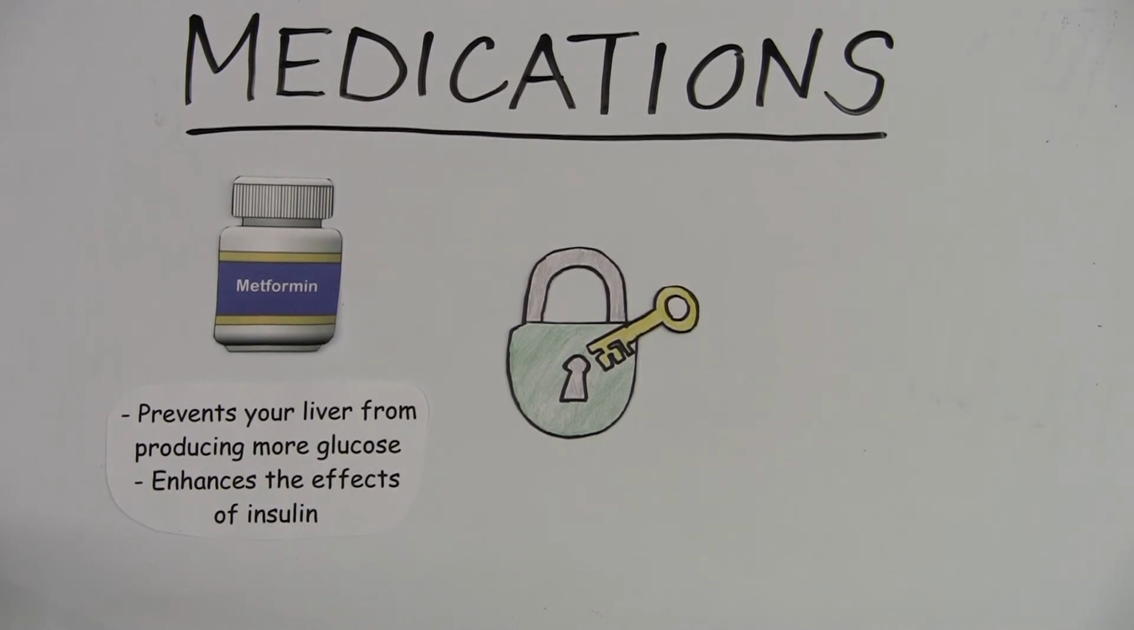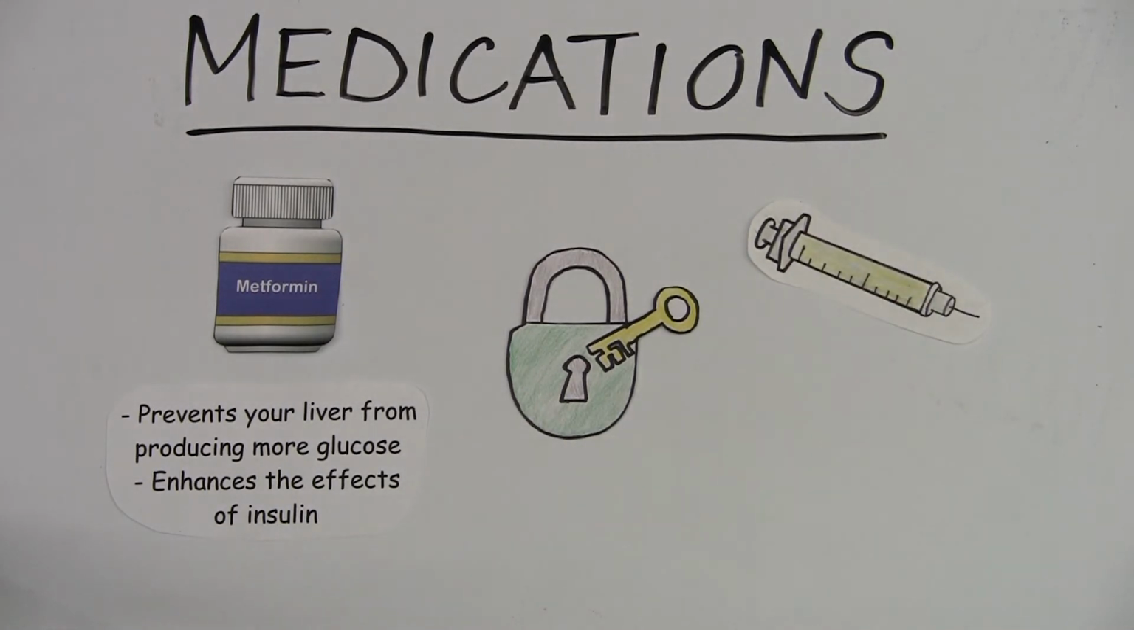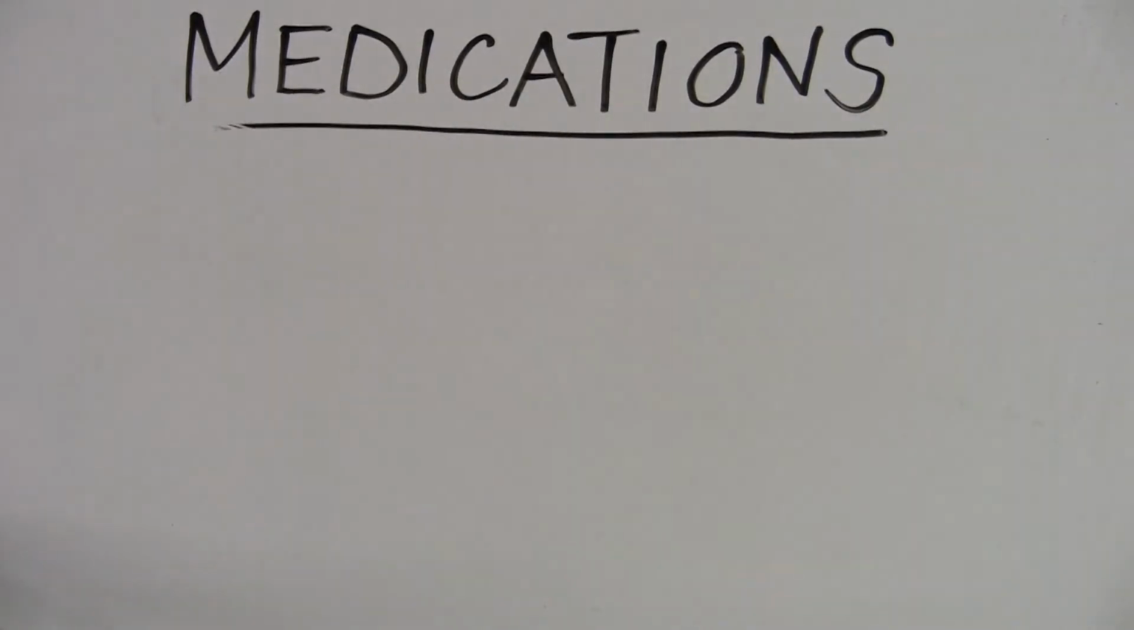Another alternative treatment is injectable insulin. This can be used in combination with an oral drug like metformin. Remember, as we discussed earlier, patients with type 1 and type 2 diabetes either don't produce insulin or their insulin doesn't work well. Thus, we can help the body out by giving it insulin in the form of an injection.